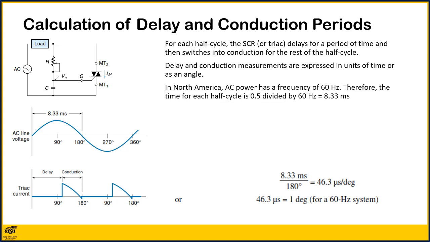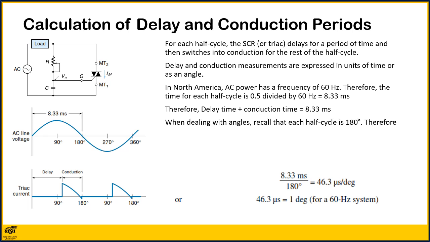In North America, AC power has a frequency of 60 Hz, therefore the time for each half cycle is 0.5 divided by 60 Hz, or 8.33 milliseconds. Therefore, delay time plus conduction time equals 8.33 milliseconds. When dealing with angles, recall that each half cycle is 180 degrees. Therefore, delay angle plus conduction angle is 180 degrees.